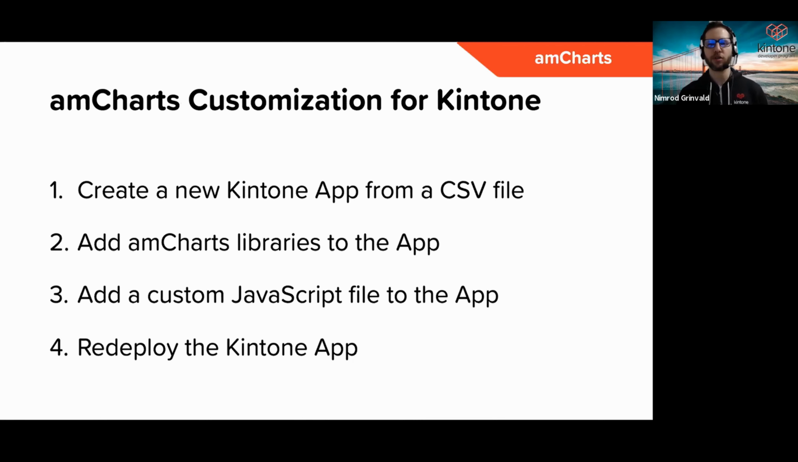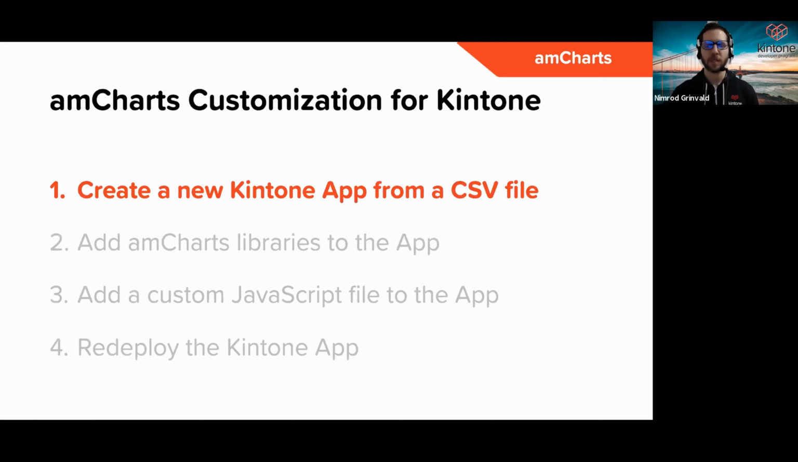So first we're going to create a new Kintone app from a CSV. We're going to import the data from a CSV into Kintone. It's going to pull in the data and a schema. Then we're going to add the amCharts libraries to the app. We're going to do that in the GUI. We'll add a custom JavaScript file to the app, also in the GUI, and then we'll redeploy the app and we'll see the fruits of our labor. Let's start with step one, creating a new Kintone app from a CSV file.